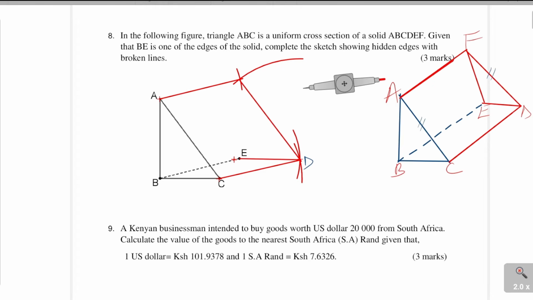Okay, and then you have broken lines. The broken lines are supposed to be indicated very well. So this ED is supposed to be broken. And then another one that is supposed to be broken is this line. Let me draw it and break it. So this one is supposed to be broken. This line is supposed to be also broken. So now you have shown all the hidden lines and you have completed the diagram accurately. So that is how you're supposed to do that.